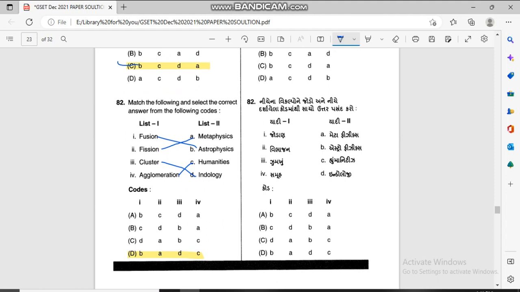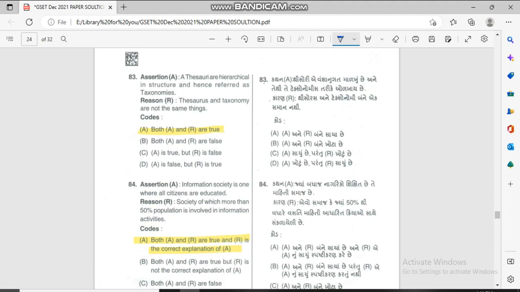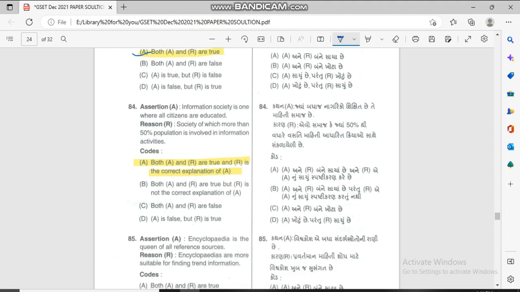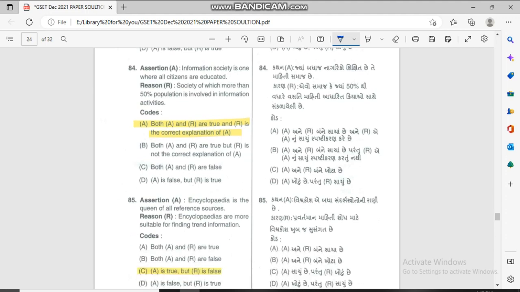Match the following and select the correct answer: fusion, astrophysics, fission, metaphysics, cluster, Indology, agglomeration, humanities. Assertion: Thesauri are hierarchical in structure and hence referred to as taxonomies. Reason: Thesaurus and taxonomy are not the same thing. Assertion: Information society is one where all citizens are educated. Reason: Society in which more than 50% of the population is involved in information activities. Both A and R true, R is the correct explanation of A.